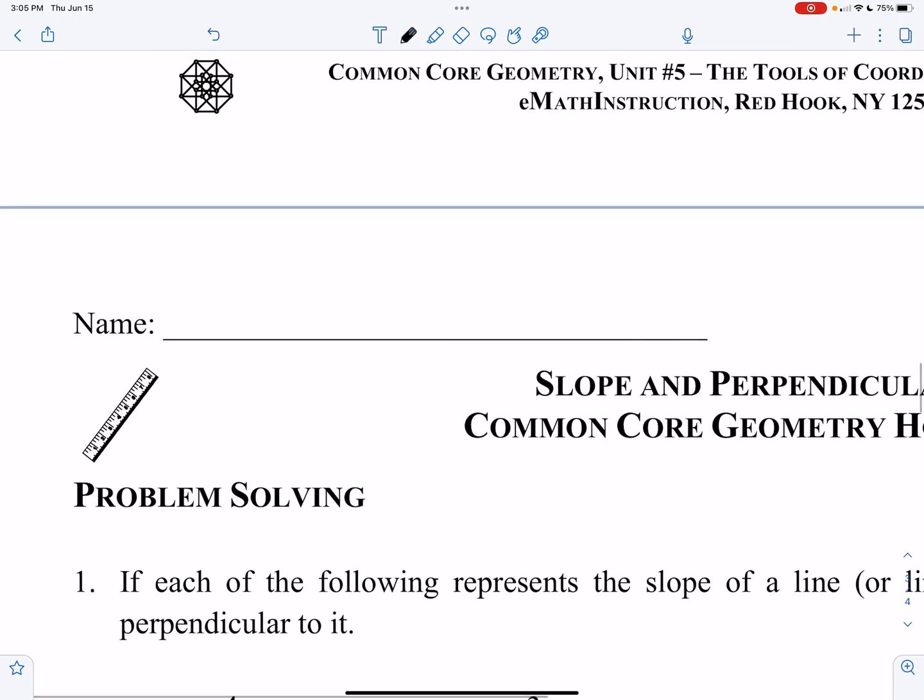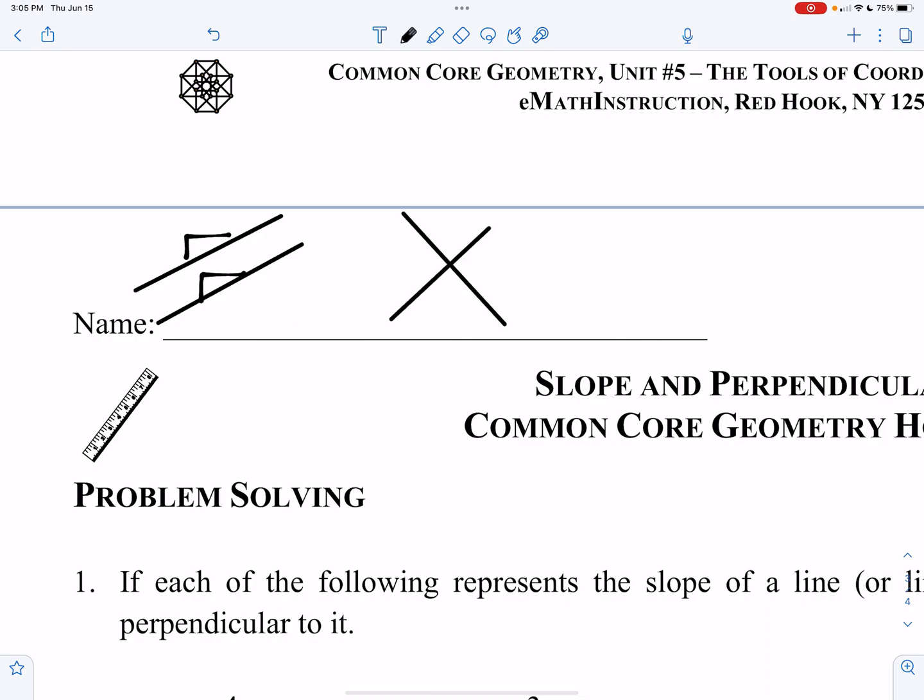Two lines, if you recall, are parallel if they have the same rise over run slope. Two lines are perpendicular, that means they intersect at a 90-degree angle, if and only if their slopes are negative reciprocals of each other. Okay, so what does that mean?